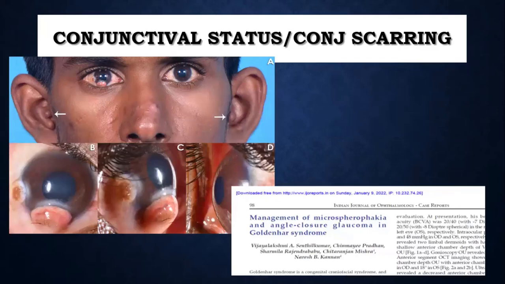This patient, as you could clearly see, is a case of Goldenhar syndrome. You could see preauricular tags with a limbal dermoid in the right eye. And he had microspherophakia with secondary angle closure glaucoma, with advanced glaucomatous damage and high intraocular pressure. So we planned for a sequential quadruple technique, that is PPV, PPL, SFIOL with RD implantation.